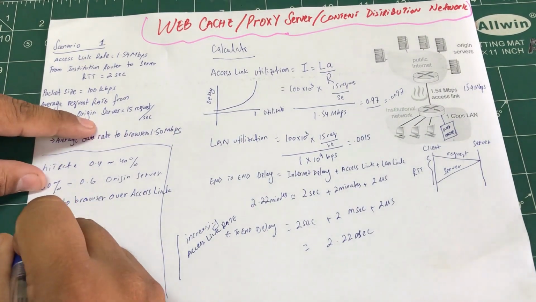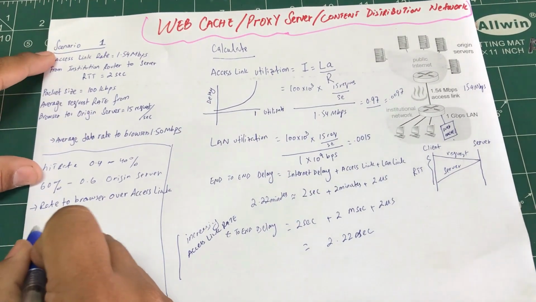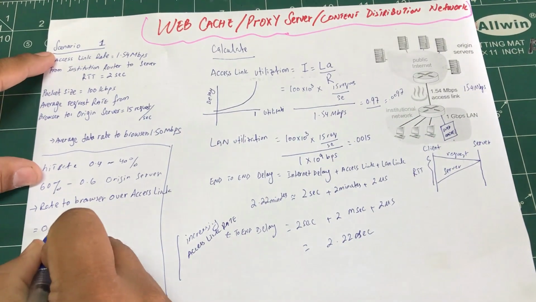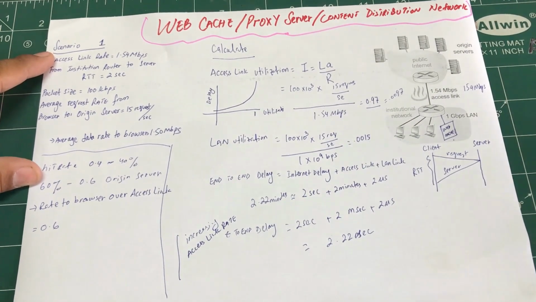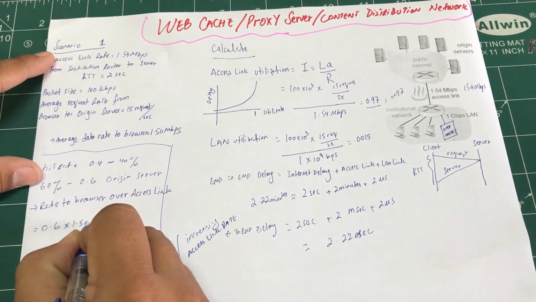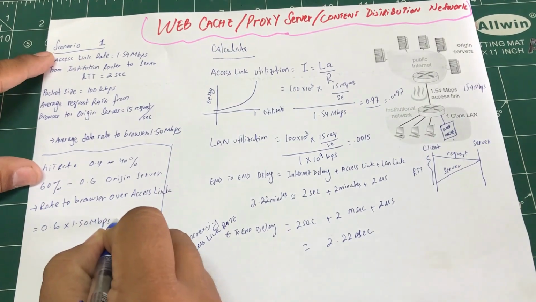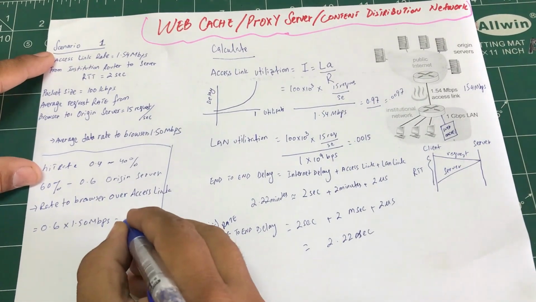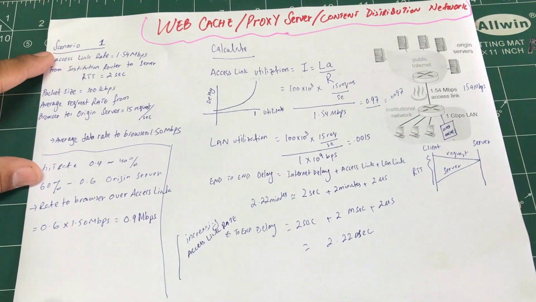The next thing I need to do, once I install a web caching server, is this. This is going to be 0.6. This is the percentage of packets which still need to go through that access link to the origin server, times 1.50 megabits per second. Once I calculate this number, it turns out to be 0.9 megabits per second.